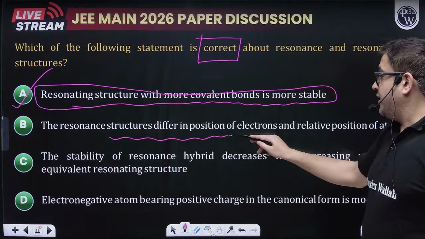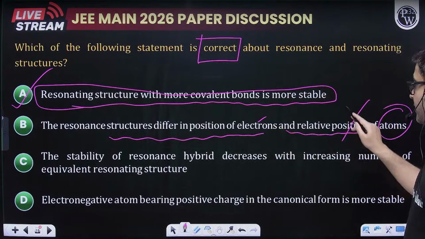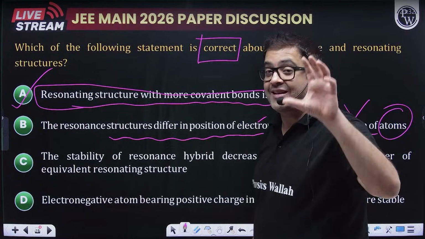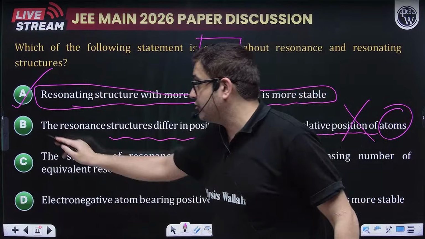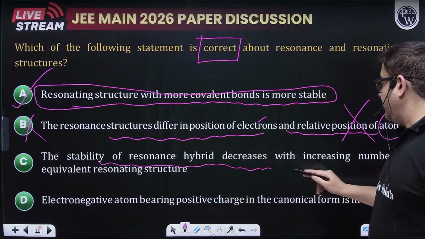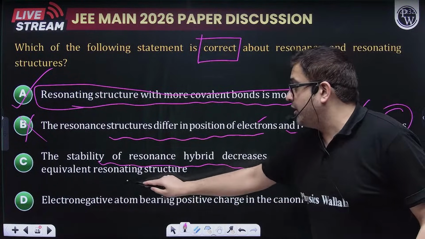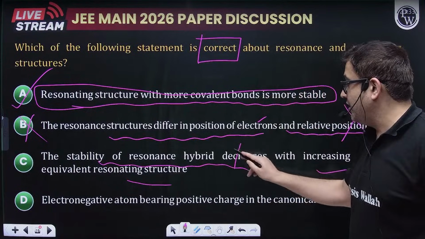Resonating structures differ in position of electrons. Yes, relative position, but not atoms. The nucleus has to remain, only electrons can delocalize, and that too non-sigma electrons. So this is definitely not correct. The stability of resonance hybrid decreases with increasing number of equivalent resonating structures. Equivalent resonating structures provide much stability. So obviously it does not decrease.